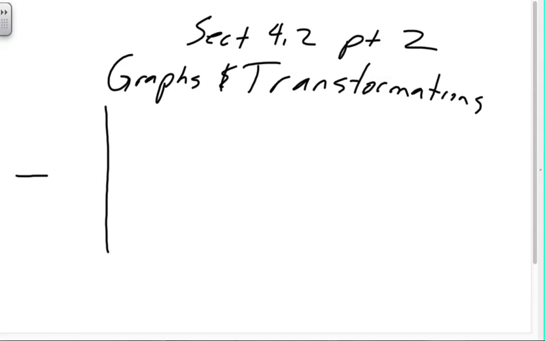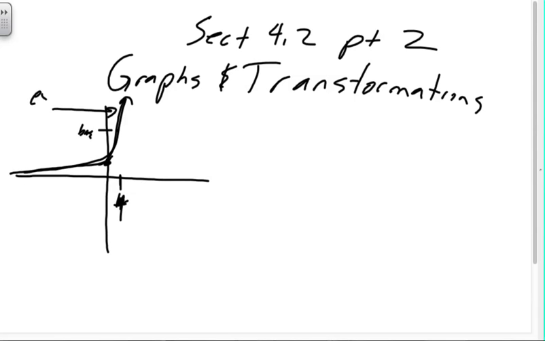So if you remember, if we had an exponential, they all went through (0, 1). And then if this was 1, this would be our base. So they're all going to go through there, and the exponential will look like this. Well, sort of. Okay, so there's my exponential.